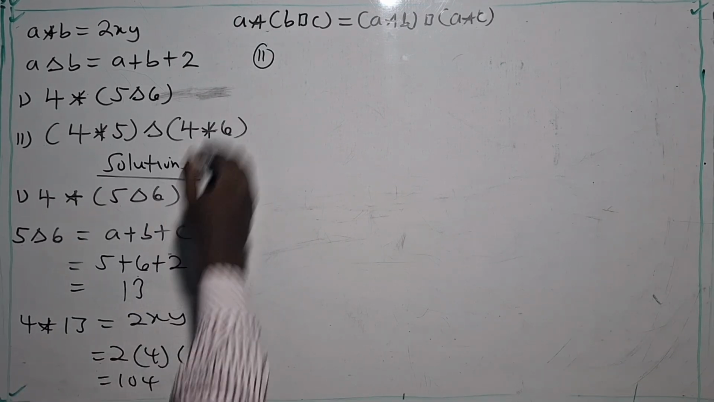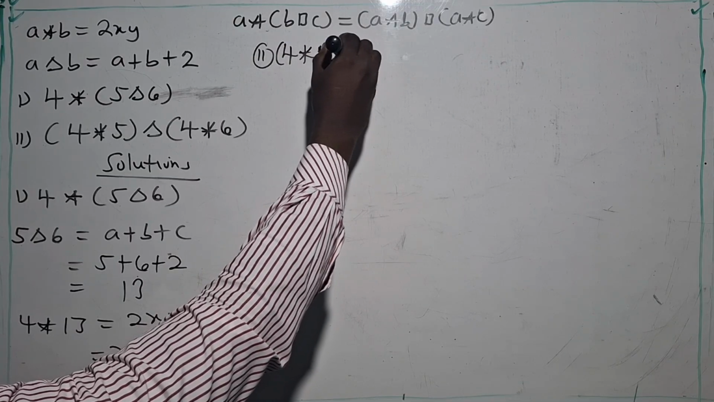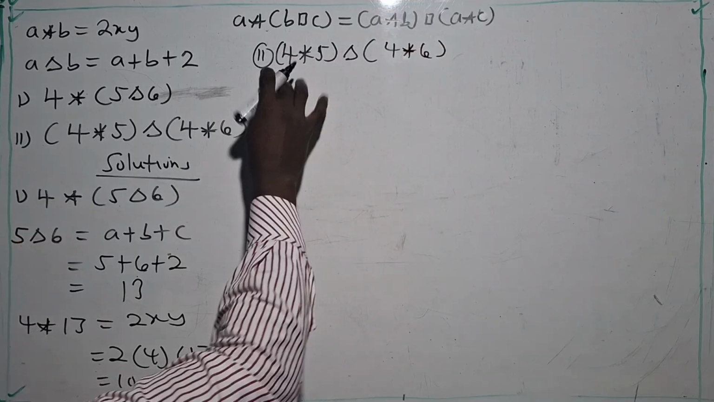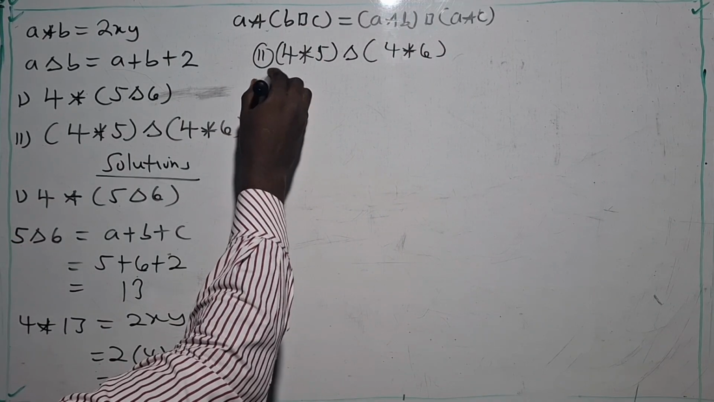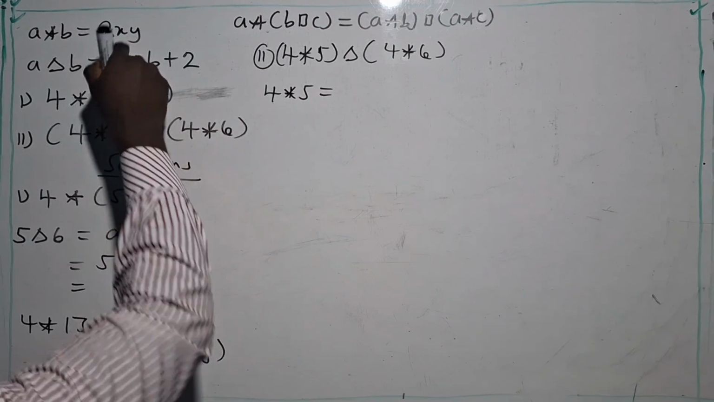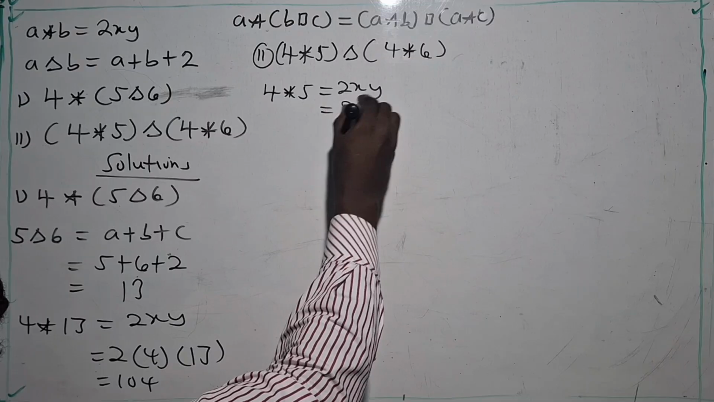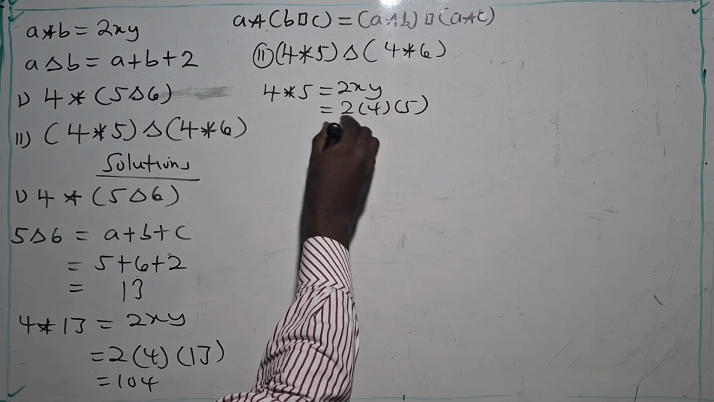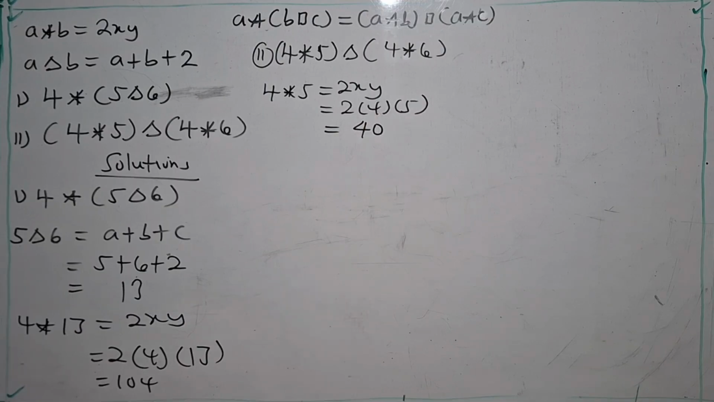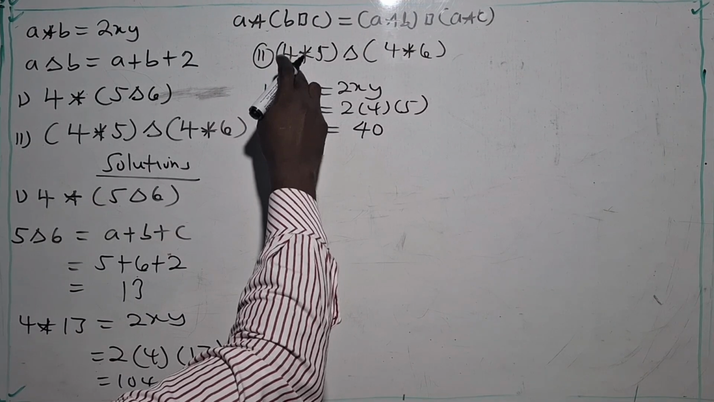Now let's come to II. Follow closely. II says 4 operation 5, and 4 operation 6. So here, the bracket first. 4 operation 5, we are going to apply this rule, which is 2xy, which will be 2 times 4 times 5. 2 times 4 is 8, 8 times 5 is 40. So the first bracket has given us 40.